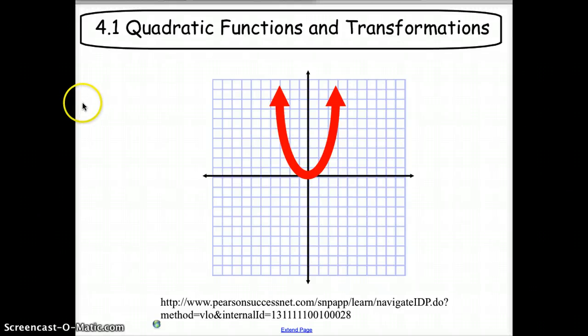Hi, we're going to talk about section 4.1, quadratic functions and transformations today. So get ready to take some notes.